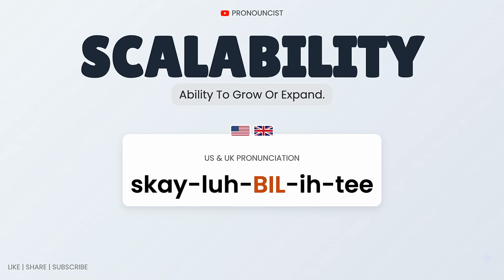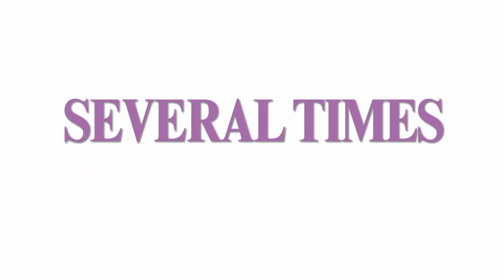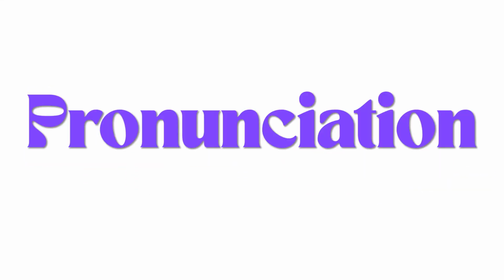Scalability. Practice repeatedly and you'll soon be able to say this word perfectly. The best way to practice is to repeat the syllable multiple times. The meaning of the word is ability to grow or expand. Try repeating this word several times to improve your pronunciation.